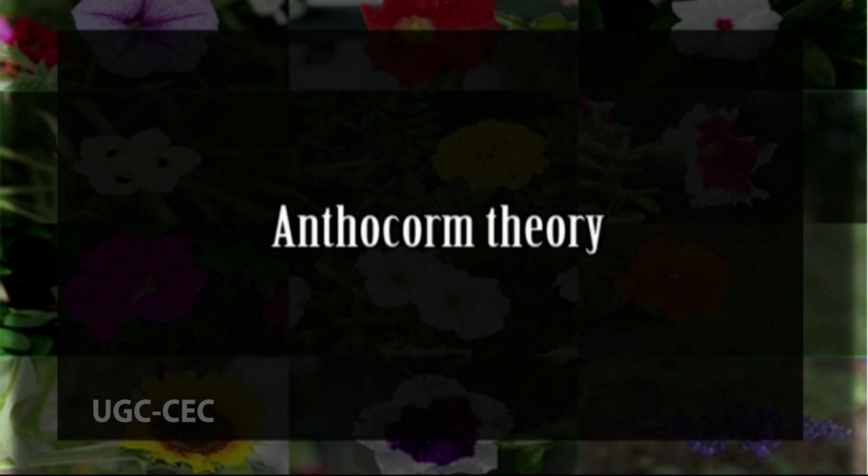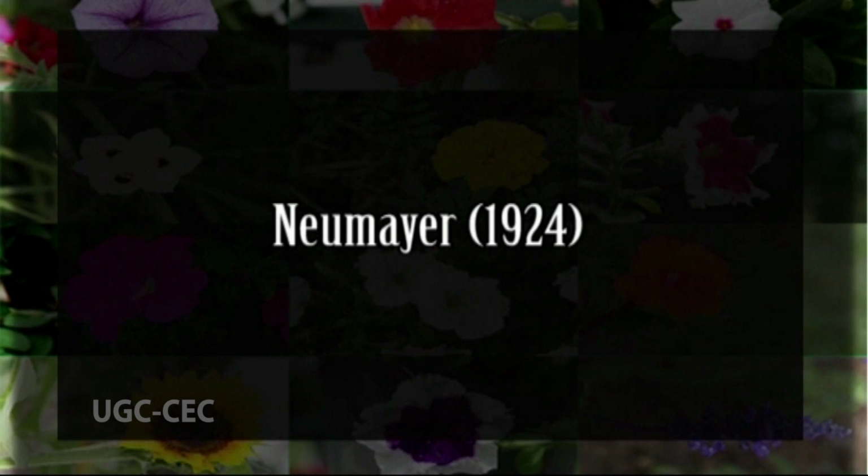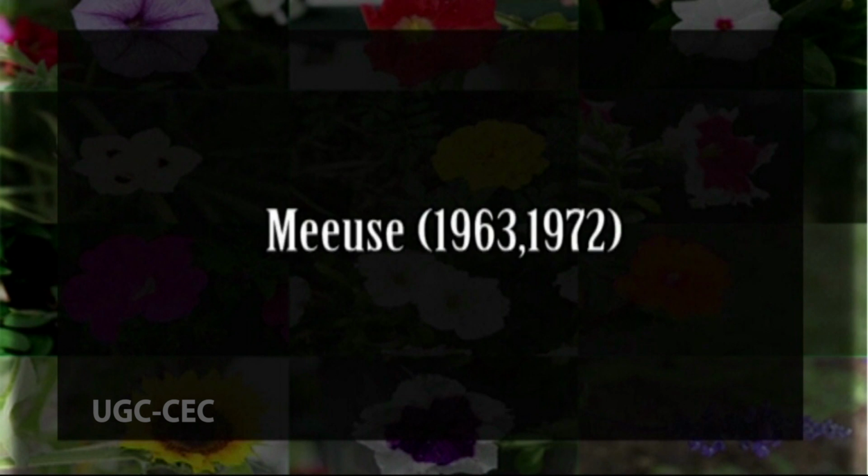The existing theories and hypotheses about the origin of angiosperms include the Anthocorm theory. This theory is a modified version of the Pseudanthial theory and was proposed by Neumayer in 1924 and strongly advocated by Meeuse.